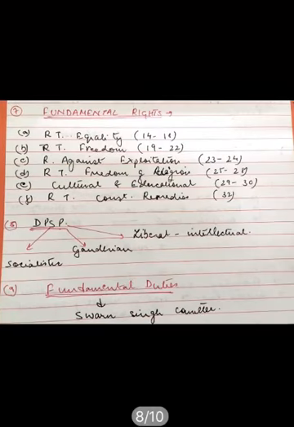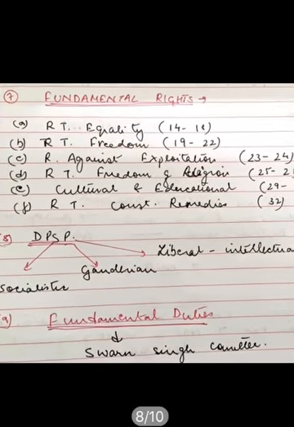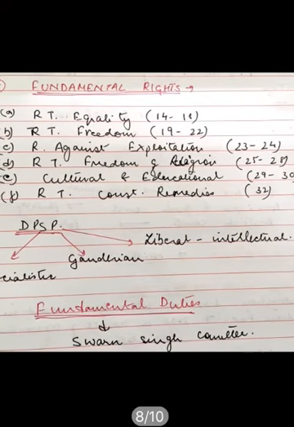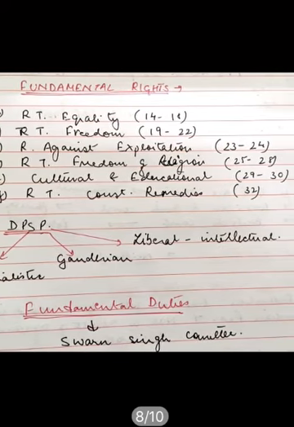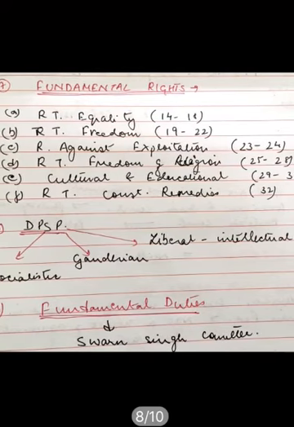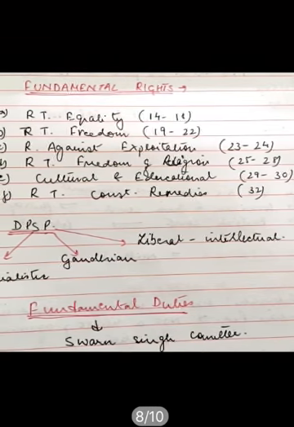And going to the next point, we have fundamental rights, DPSPs, and fundamental duties. Going through the fundamental rights, these are very important to the Indian Constitution. Under fundamental rights, we have six very important rights. The right to equality, that is Article 14 to Article 18, right to freedom, Article 19 to 22, right against exploitation, that is Article 23 to 24, right to freedom of religion, Article 25 to 28, cultural and educational rights, 29 to 30, and right to constitutional remedies, that is Article 32.